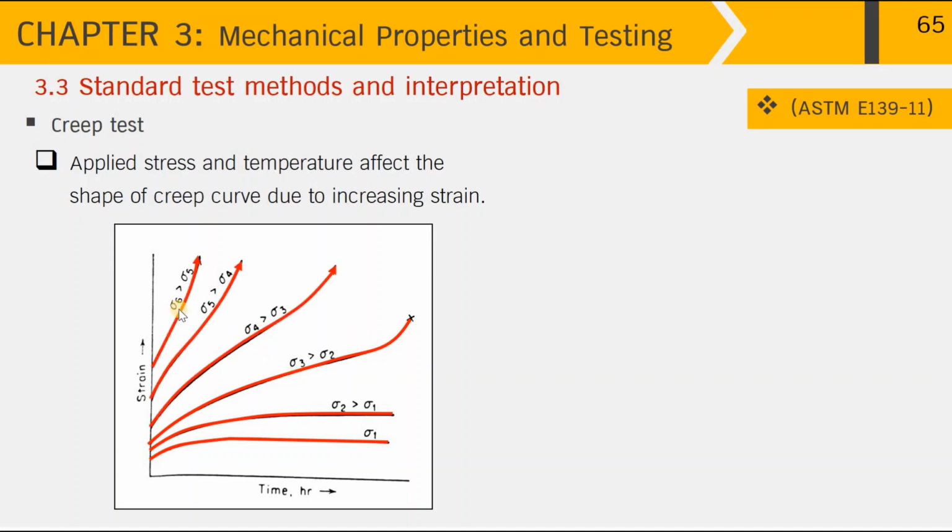sigma 5 and sigma 6, you can see that the slopes all increase. And that will give you increasing creep rates and the shorter life of the metal under creep in service. Therefore, the higher the applied stress, the greater the creep rate and the shorter the life of the metals.